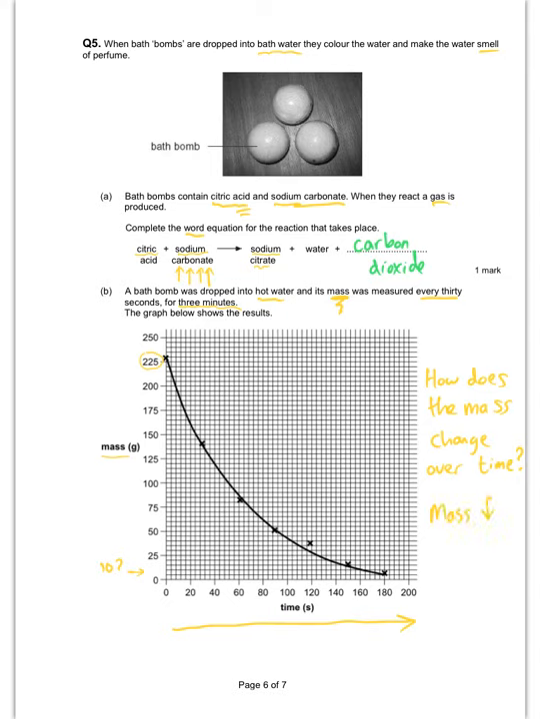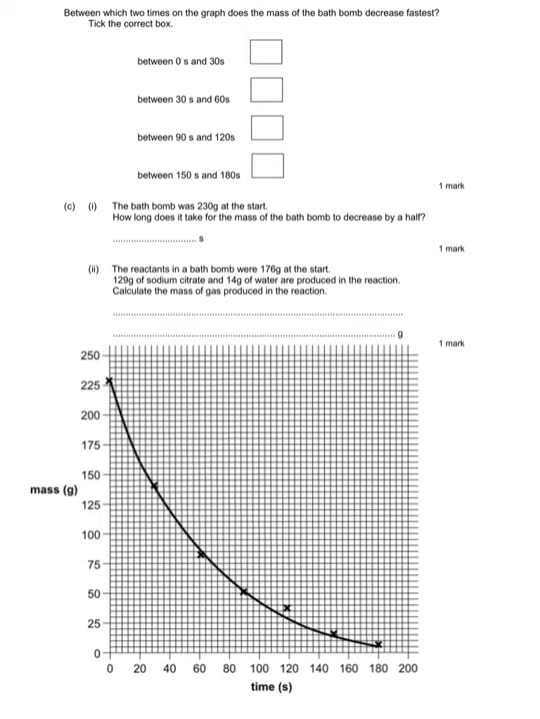It's decreased a lot. And actually, it's decreased a lot more in the first half of the experiment than it does later on. So it drops a lot at the beginning, and then later the mass drops quite a bit less. Okay, now on to the actual question about the graph. Between which two times on the graph does the mass of the bath bomb decrease the fastest? And we're ticking one of the correct boxes.